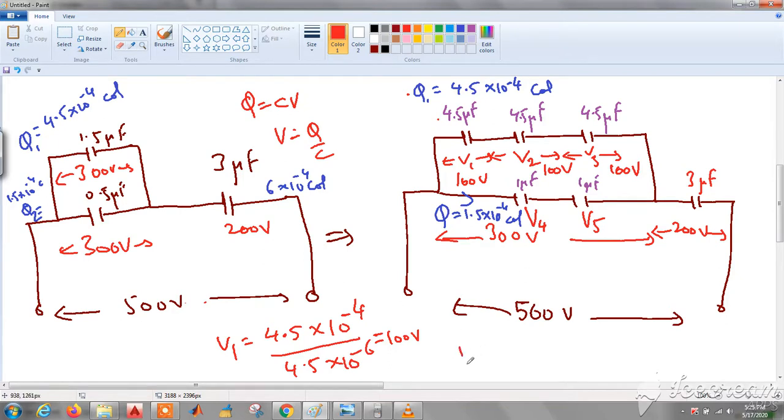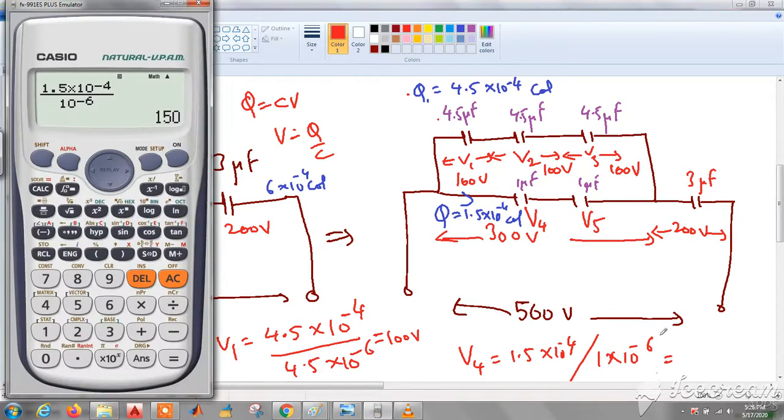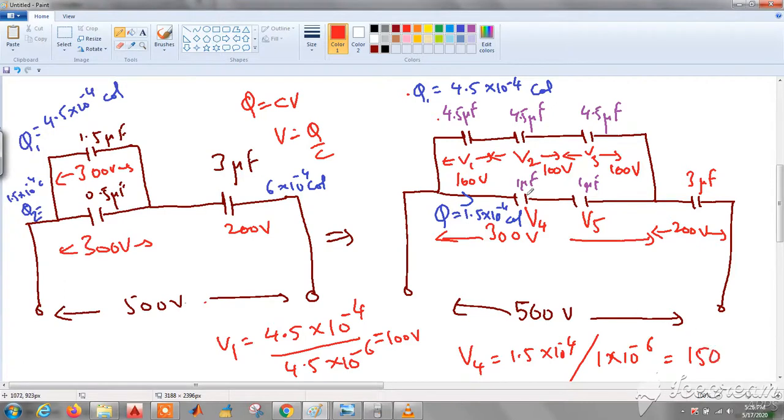Now V4 will again be Q by C. Q is 1.5 into 10 power minus 4 divided by C, which is 1 microfarad. So this is giving 150 volts, and as both are of the same value, we will get V5 also 150 volts. Both are 150 volts, and when you add 150 and 150 you get the same result, 300 volts. So now we have calculated the voltages across all the capacitors given in the circuit, given in the question.